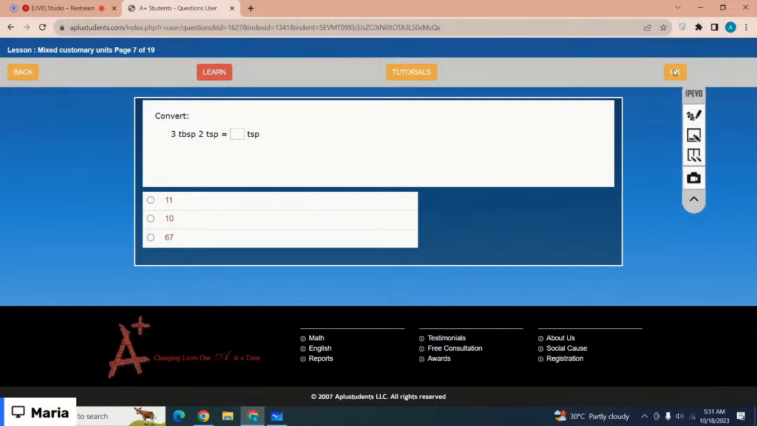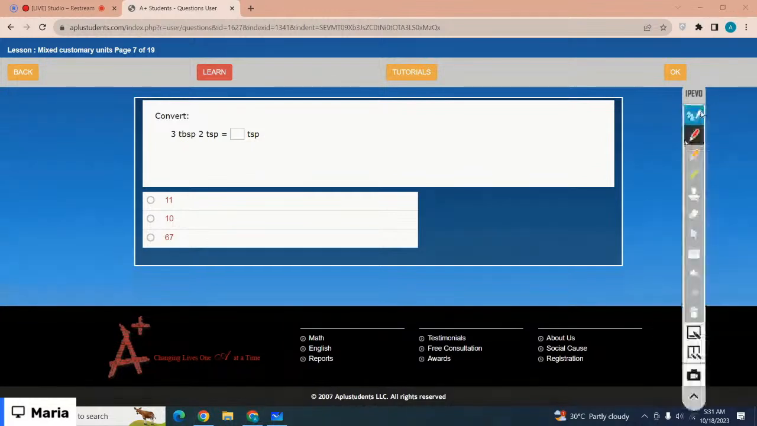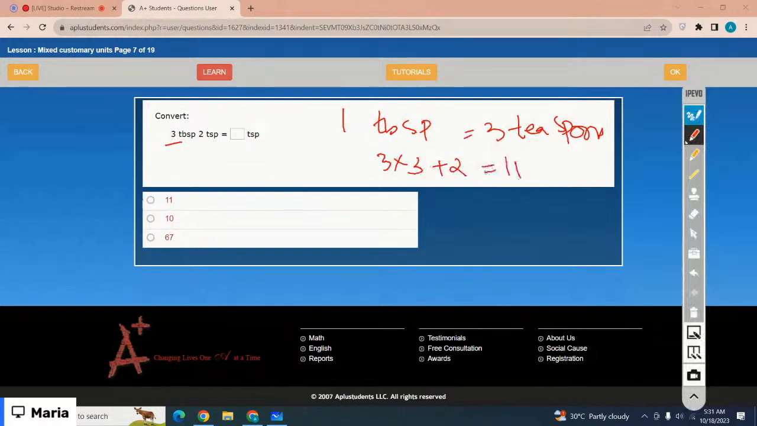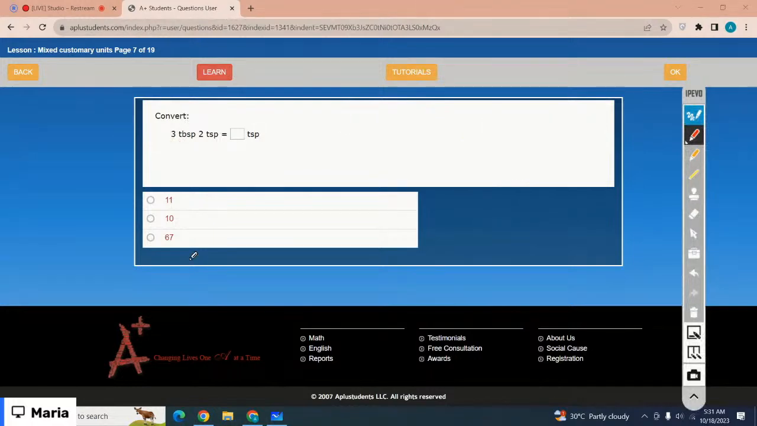The correct option is... in 1 tablespoon you have 3 teaspoons, right? So you have to do 1 tablespoon equals 3 teaspoons, right? So you have 3 tablespoons, 3 times 3 and plus 2. So that would be 9 and 2, 11 teaspoons, right? It would be then 11 teaspoons. The correct option is 11.